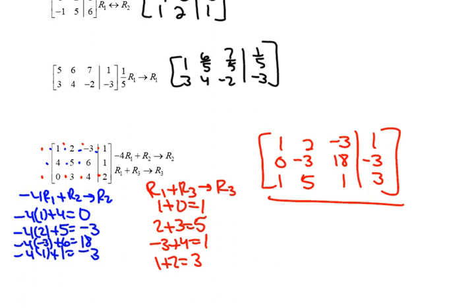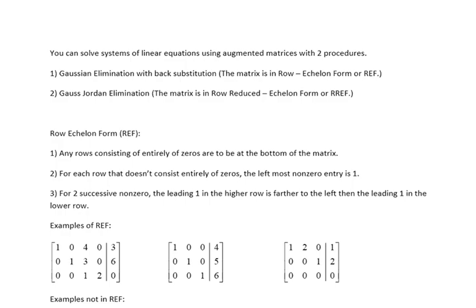Okay, so now then, we can talk about solving systems of linear equations using augmented matrices with two different procedures. One is what's called Gaussian elimination with back substitution, and the matrix is in the form of row echelon form, or what is called REF. Or you can use Gauss-Jordan elimination, and the matrix then is in row reduced echelon form, or RREF.